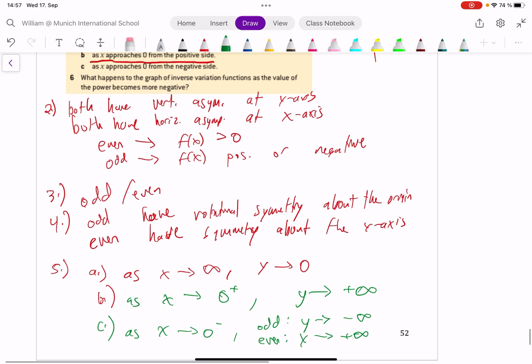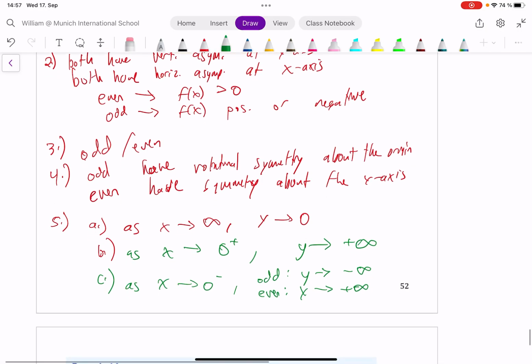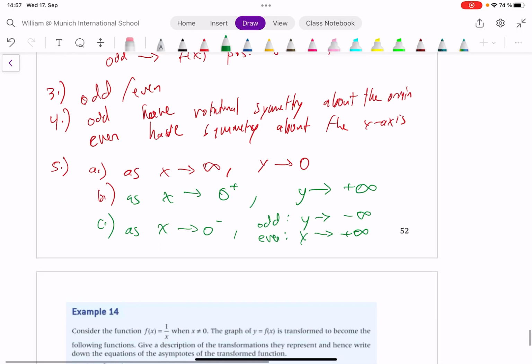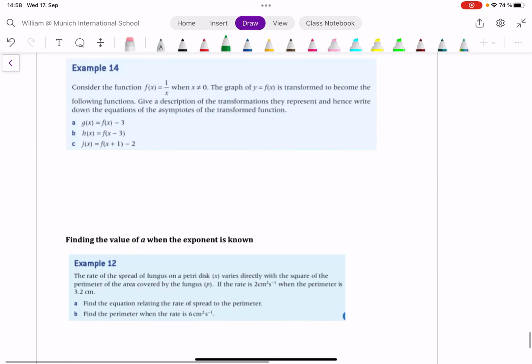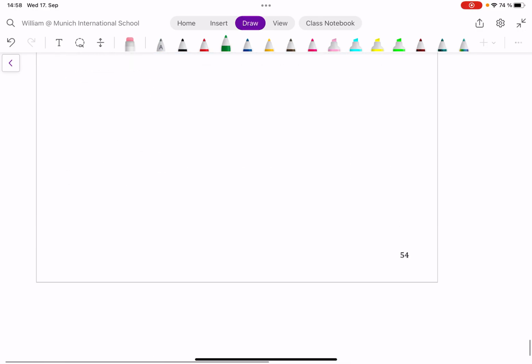Okay, and then our last one. What happens to the graph of an inverse variation function as the values become more and more negative? They basically become steeper, right? So they become steeper. If you were to do 1 over x to the 100th, then you would end up with these really steep branches that you might not even be able to see on the calculator, but they're just getting steeper and steeper because they're growing so quickly.